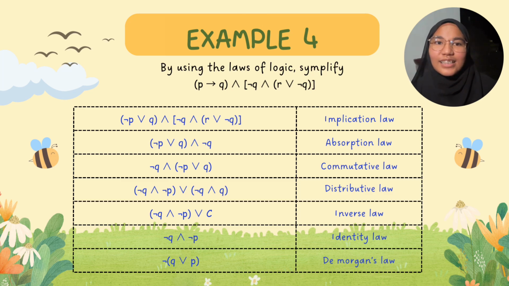Using the identity law, we know C or (not P and not Q) is equivalent to not P and not Q. Finally, we apply De Morgan's law to rewrite not P and not Q as not (P or Q). Thus, the fully simplified expression is not (P or Q).